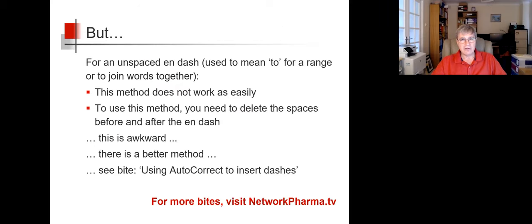But for an unspaced n dash, to mean to for a range of numbers or dates, or to join words together, this method doesn't work as easily. Using this method, you need to delete the spaces before and after the n dash once it's created. This is awkward. There's a better method, whether on a Mac or a PC, and I cover this in my byte on using autocorrect to insert dashes.